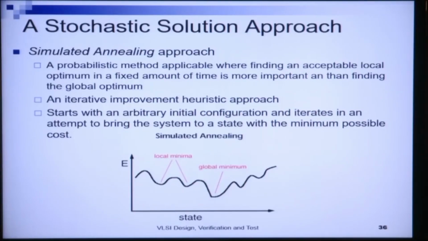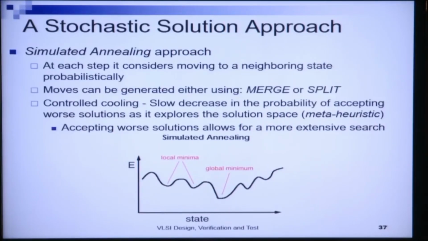So it is an iterative improvement heuristic approach, and it starts with an arbitrary initial configuration and iterates over the state space in an attempt to bring the system to a state with the minimum possible cost, let us say in terms of area. So we will now look deeper into the simulated annealing approach. What does it do? At each step it considers moving to a neighboring state probabilistically.